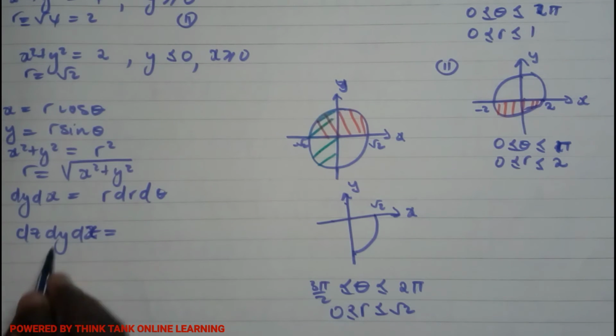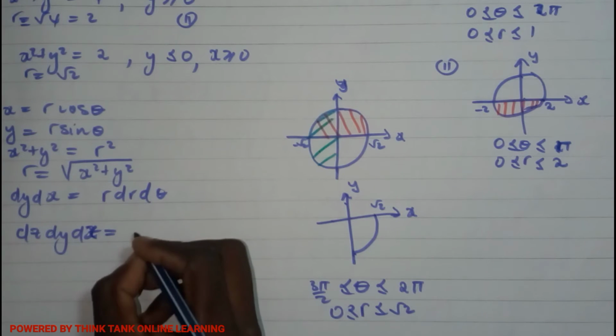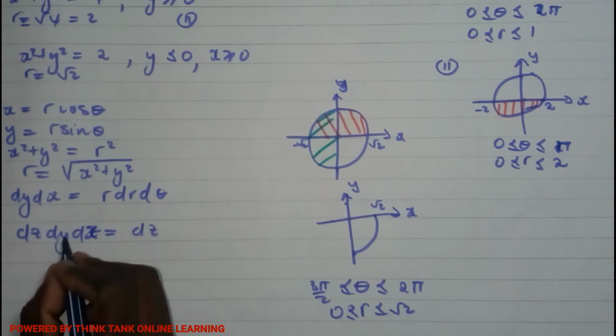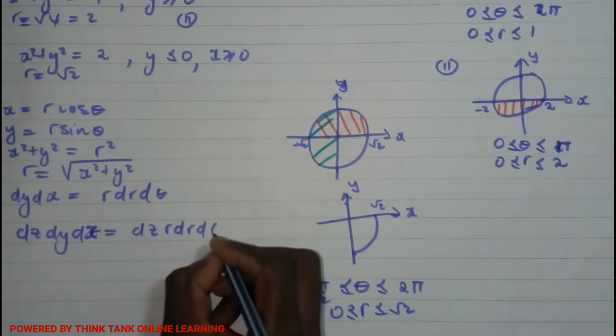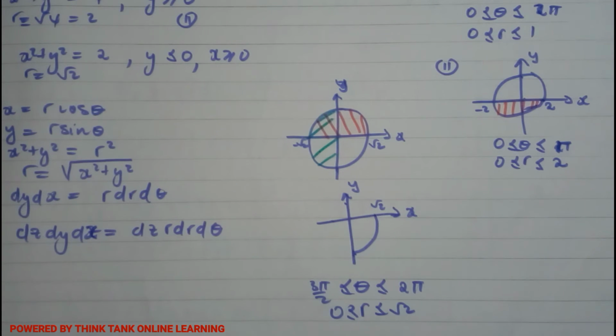What is changing is just y and x. So dz will remain, but instead of writing dy dx, we're going to write r dr d theta. Okay, so this is what you need to know.